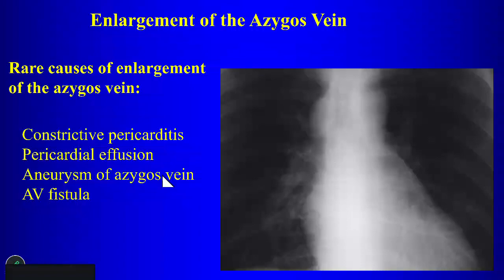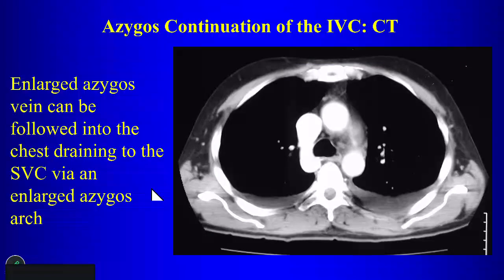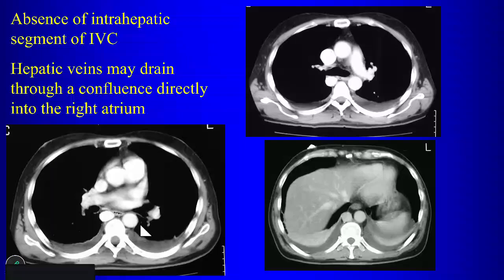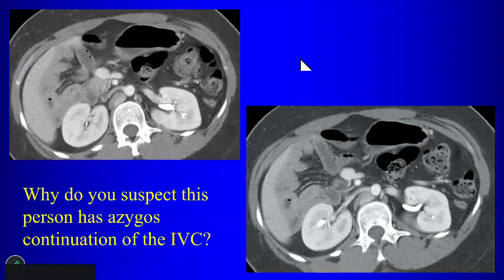Rare causes: constrictive pericarditis, pericardial effusion, aneurysms of the azygos vein. But azygos continuation, that's kind of a favorite on exams for what might give you a dilated azygos vein. So it will be dilated all the way up. The azygos venous arch is also dilated. Okay. So as we've said, the key is absence of the intrahepatic inferior vena cava in that case.